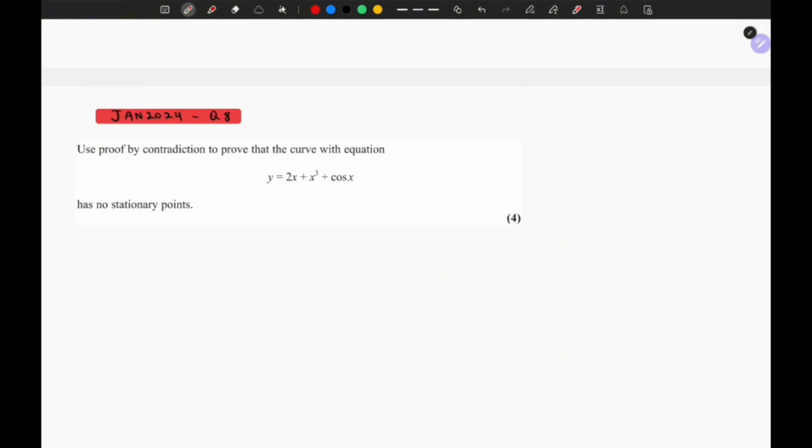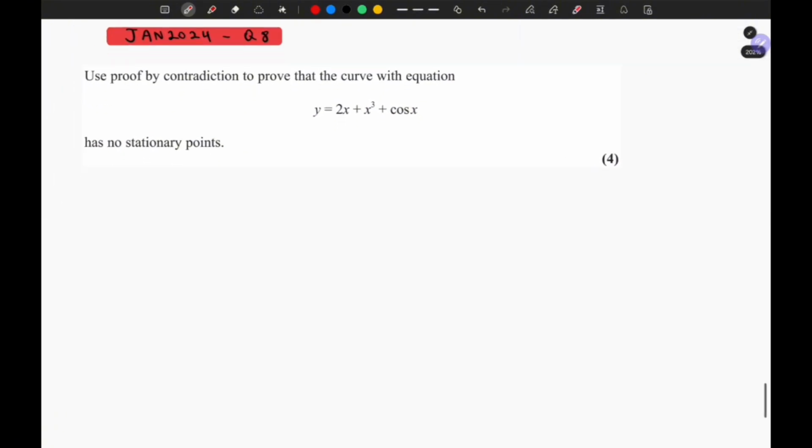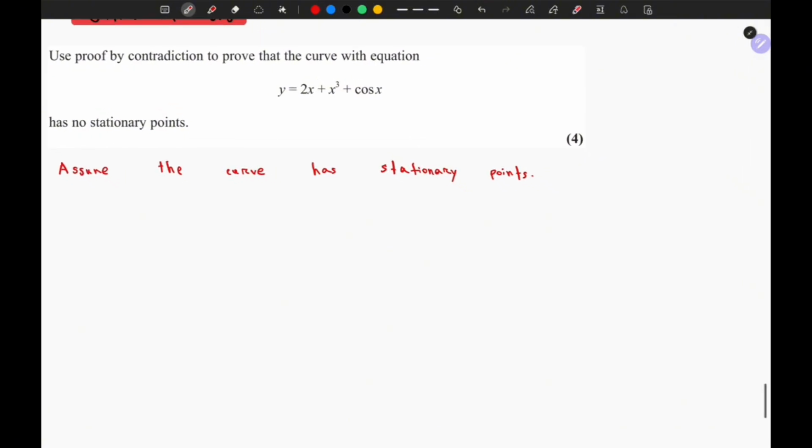This is a question from January 2024, Question 8. We need to use proof by contradiction to prove that the curve with this equation has no stationary points. So the assumption will be simple. We need to assume the opposite: assume the curve has a stationary point, which means dy over dx will be equal to 0.